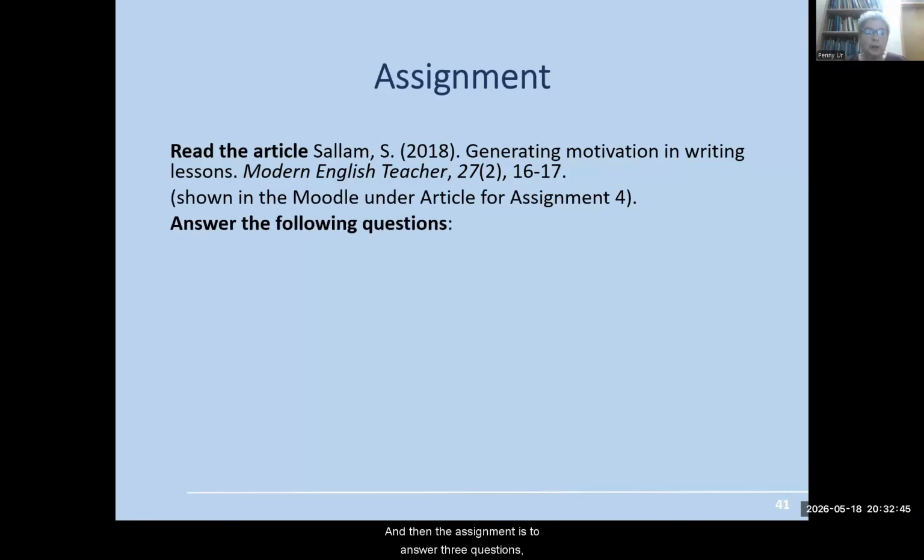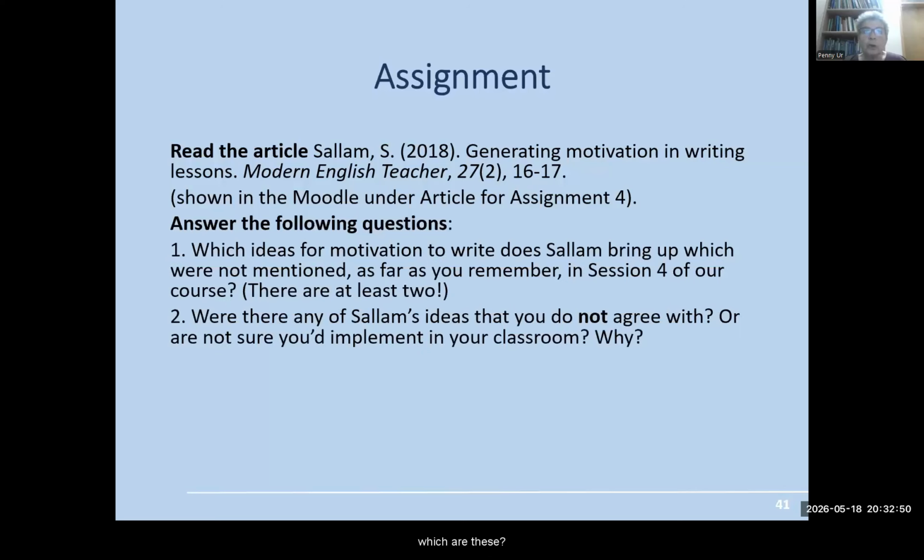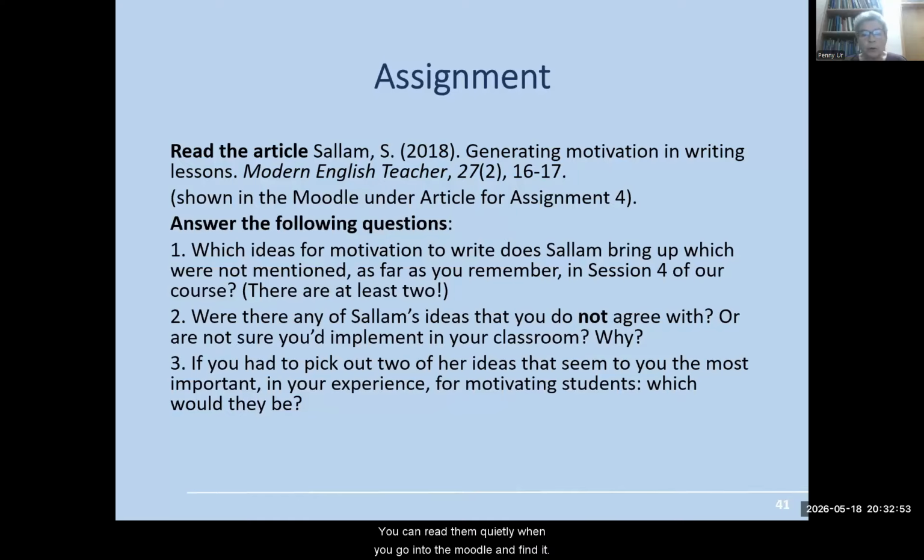And then the assignment is to answer 3 questions, which are these. You can read them for yourself. You can read them quietly when you go into the Moodle and find it. And very much what I'm looking for here is your own thinking about motivation, and specifically about the motivational ideas for writing that Salam brings up in the article, and comparing them in some ways to the ideas which I've brought up in this session.